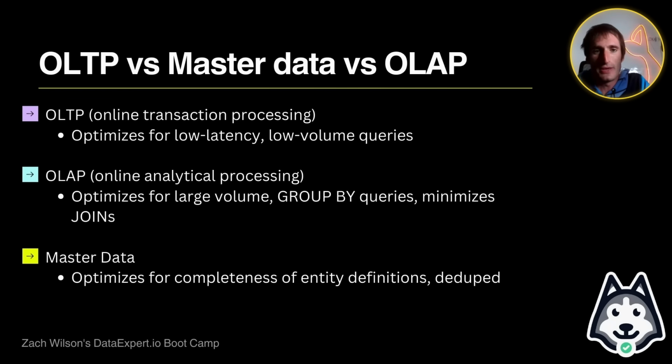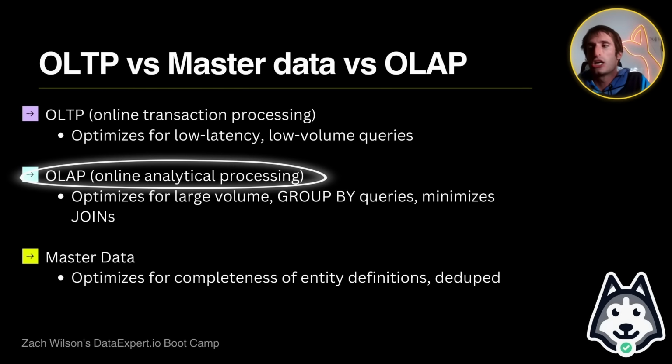With OLTP, you might be using a system like MySQL, Postgres, SQL Server, or MongoDB, where it's all about single record access. And it's terrible for analytics. It's just terrible, because generally speaking, if you want to use it for analytics, you have to do a million joins. You just hate it. And then OLAP is closer to what you have with dimensional data modeling, right?